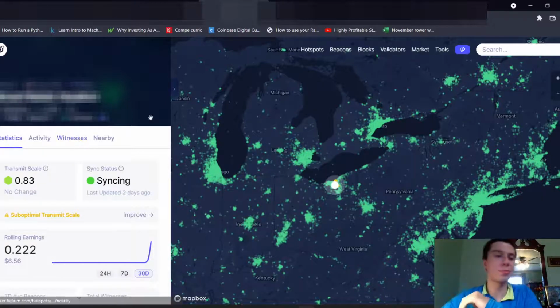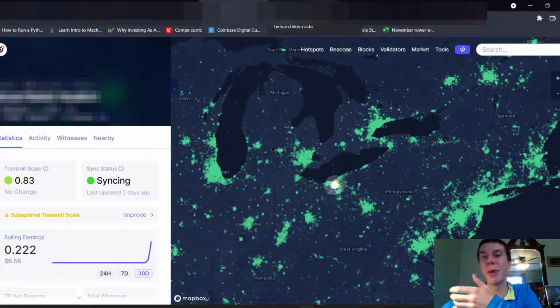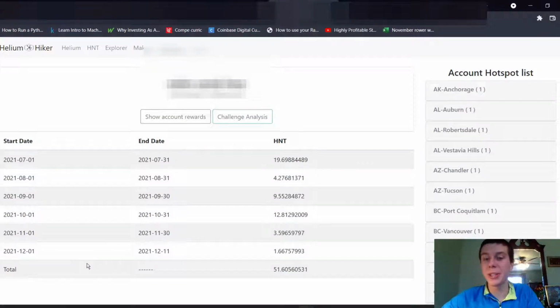But now we're going to go to this website called Helium Hiker, and it aggregates and shows how much your hotspot is earning each month. So we're just going to look at November, and for this hotspot, the one that's owned by Emirates, I really only get 20%.